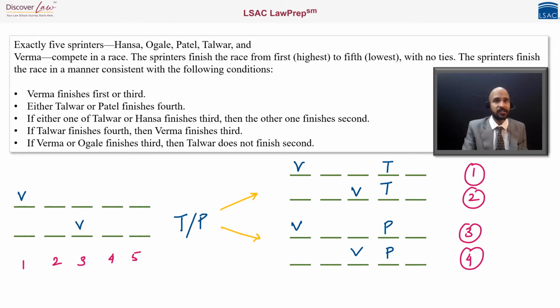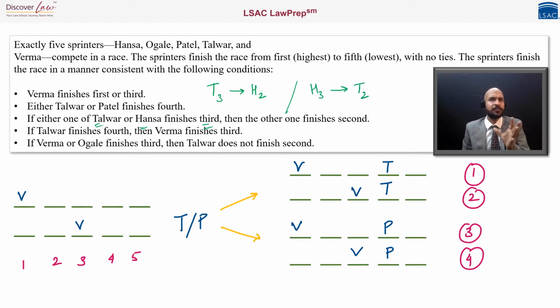The third rule says that if either one of Talwar or Hansa finishes 3rd, then the other one finishes 2nd. Now what that means is that if T finishes 3rd, then H finishes 2nd, and if H finishes 3rd, then T finishes 2nd. Now it appears a little difficult at this point to draw this onto the diagram. Let's look at rule number 4 and maybe look at rule number 3 once again thereafter.